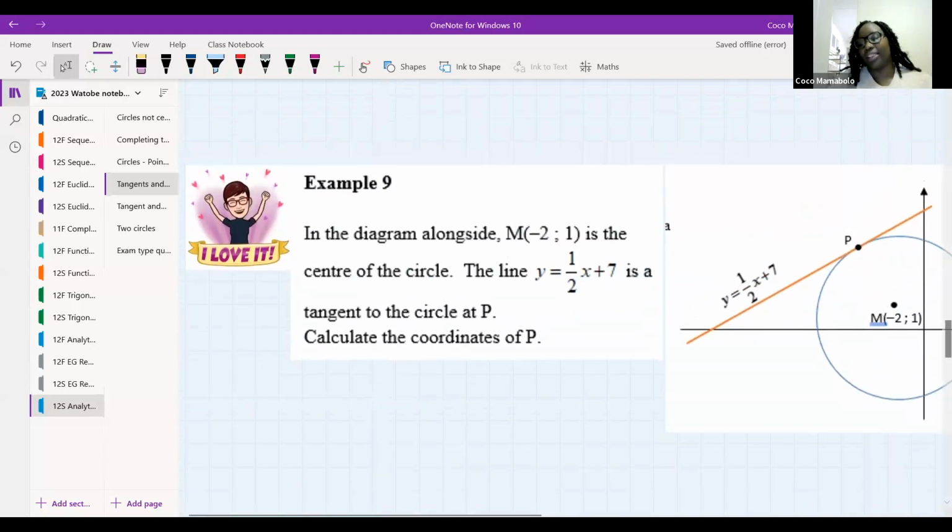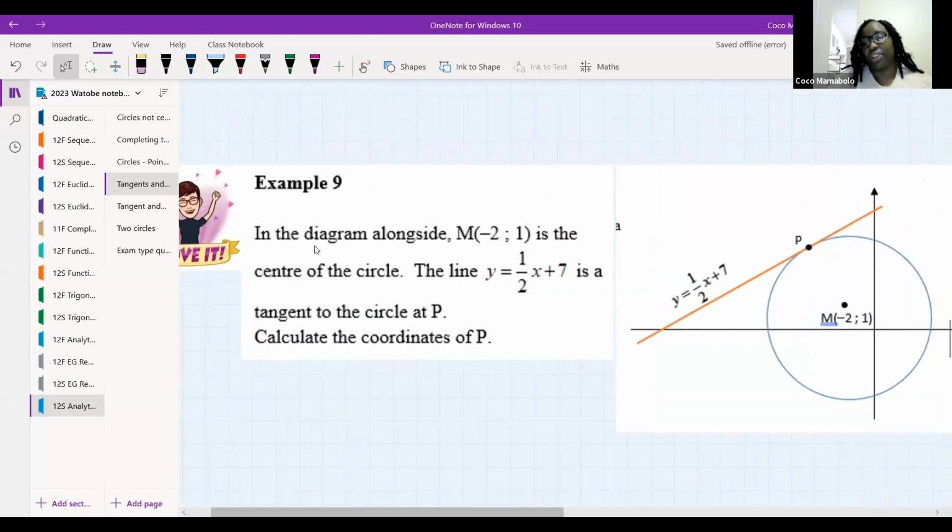Here's example nine, guys. Okay. Now, example nine is a little bit different. In the diagram alongside, M, which is negative 2 and 1, is the center of our circle. So they start by giving us the center of our circle here. And they say that the line y is equal to 1/2 x + 7 is a tangent to the circle at point P. And then they say calculate the coordinates of P. So they don't give us the coordinates of P, our x and y coordinate. We have to now find the coordinates. What are we going to do, guys? Any suggestions? Who's got an idea?